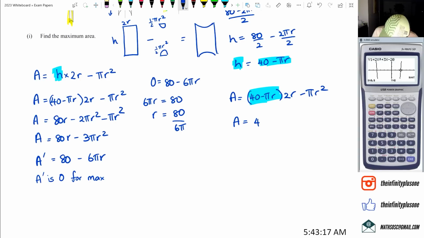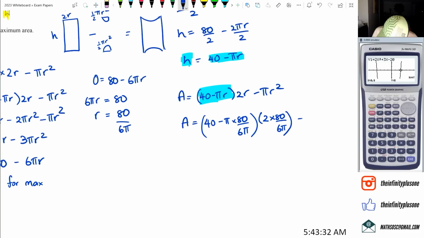So here I've got 40 minus pi times 80 over 6 pi, times 2 times 80 over 6 pi, and minus pi times 80 over 6 pi squared.